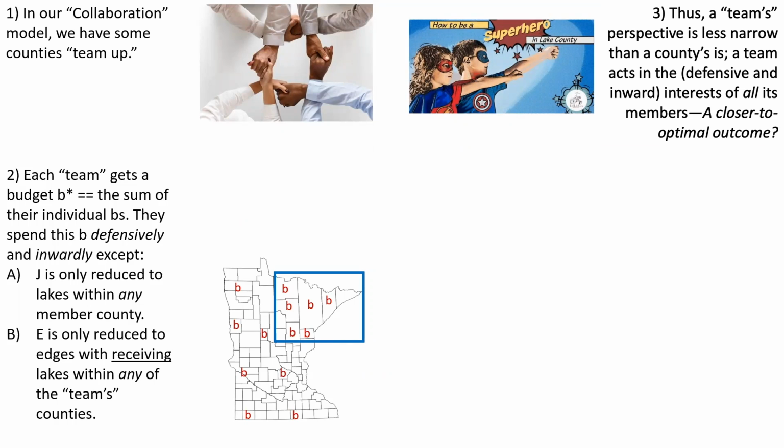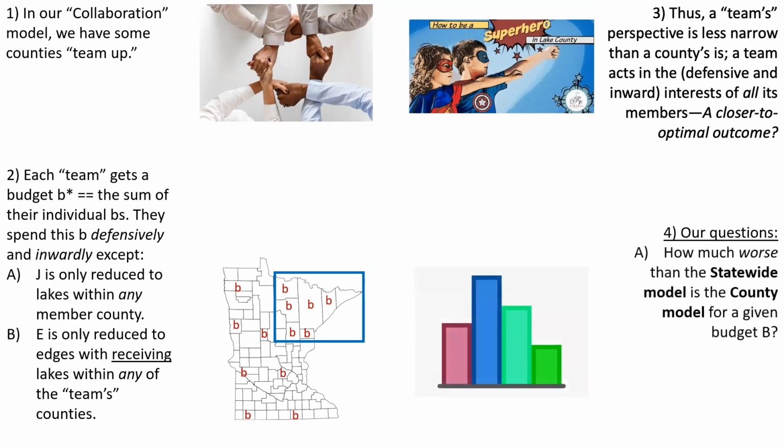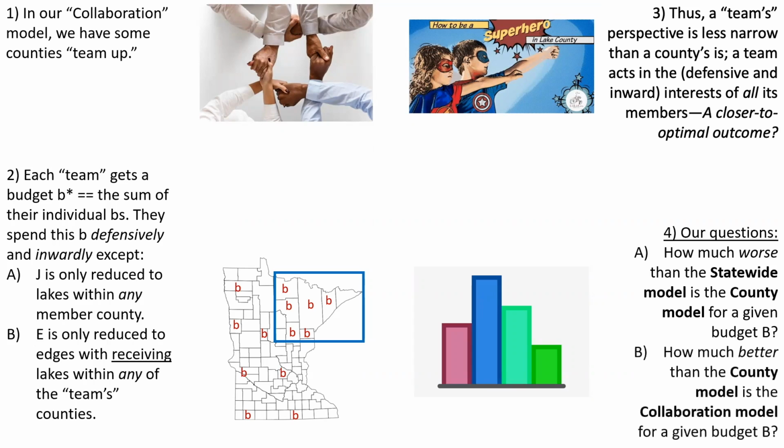We might assume that by allowing counties to team up in this way and think more broadly, the outcome is going to be closer to optimal than if we only allow counties to pursue their own narrow interests. And so that brings us to the 2 questions that we designed our model to answer. The first of these is, how much worse is this status quo county model that we built versus the statewide optimal model? How far away from the optimum is what we are basically doing now? The second question we had is, how much better would the collaboration model be than the status quo model? Would it be worth it to encourage some groups of counties to team up and think collaboratively?